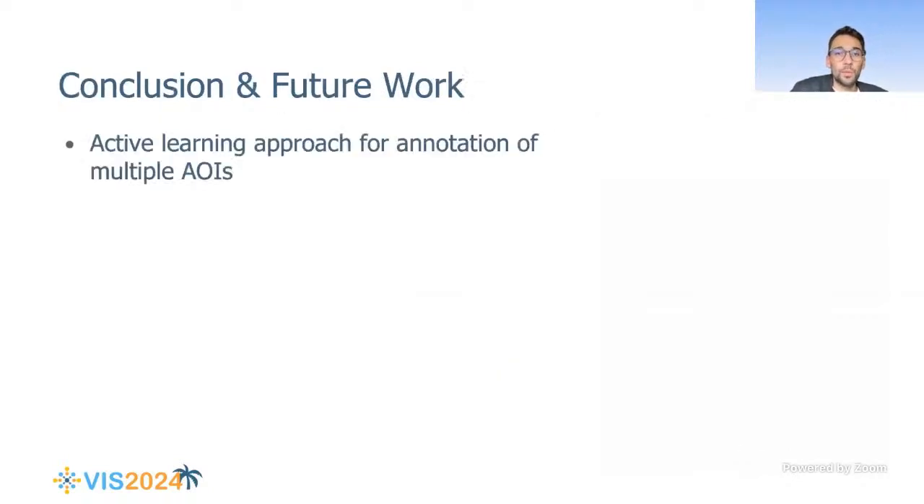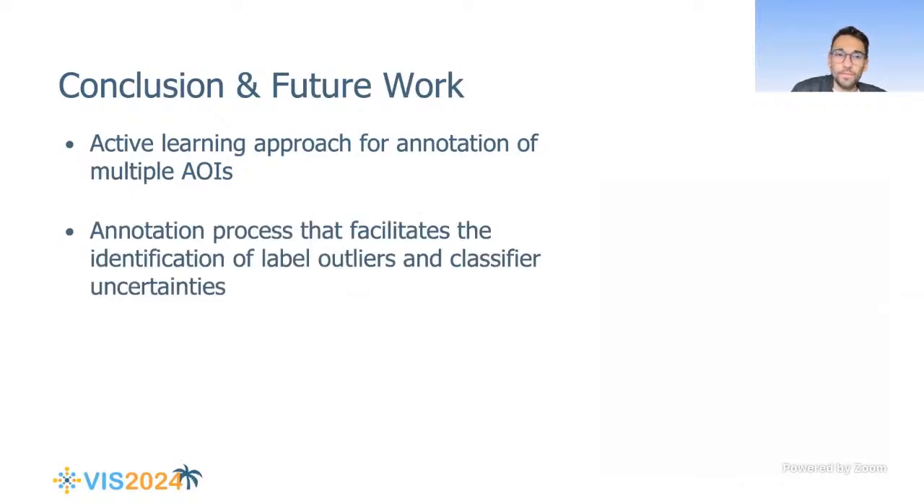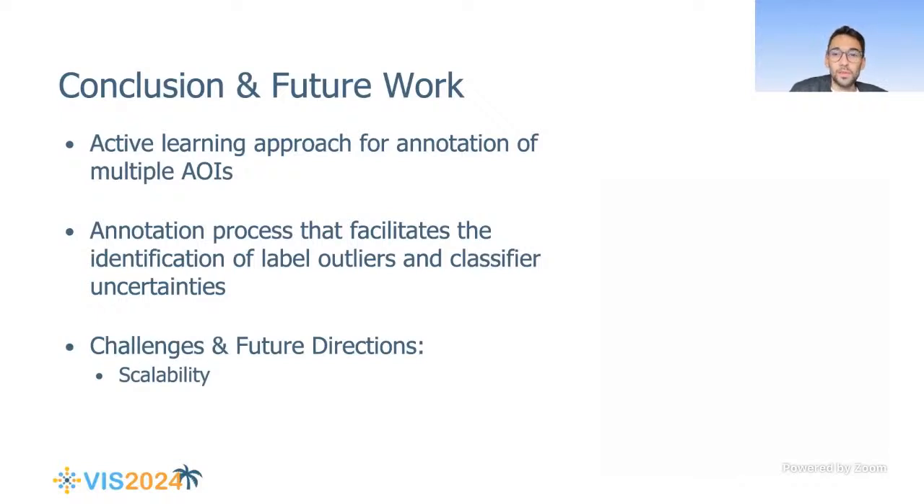To conclude, we presented an active learning approach for the annotation of multiple AOIs, to reduce the manual annotation effort and improve labeling accuracy. We devised several visualization and interaction components to facilitate the annotation process under uncertainty. We noticed several directions for improvement. For example, improving the scalability, in particular with respect to the number of AOIs or entities, and assessing the annotation quality and performance in a controlled user study.